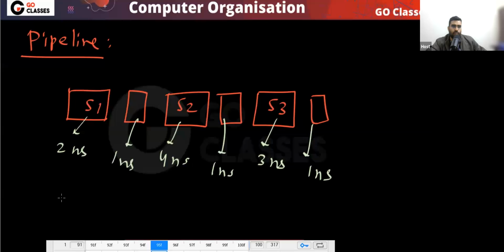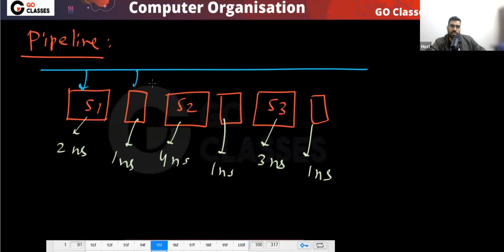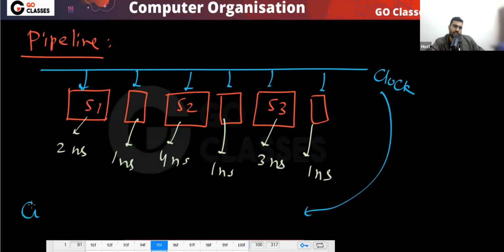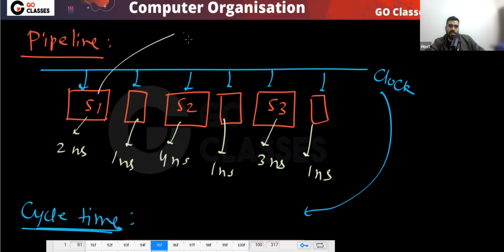Then in this situation, what should be your cycle time? Because all these are synchronized by the same clock. So for this clock, what should be the cycle time? Remember, one stage will do its work in one cycle. So what should be the cycle time?